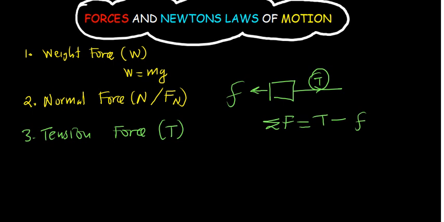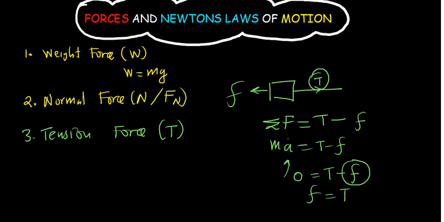So if this thing is moving, then net force is going to be given by mass times acceleration, and that will be equal to tension minus friction. Now if this thing is not moving, meaning the acceleration is equal to 0, then 0 is equal to tension minus friction, meaning that if we take friction to the other side, friction is going to be equal to tension. So the only way something cannot move is when the force that you are applying is equal to the force that is pulling something behind. Then something will not be able to move.